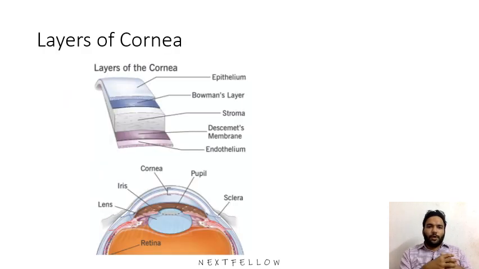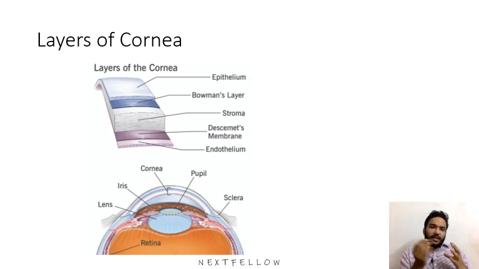Coming to the layers of cornea, from front to the back, it is divided into 5 layers conventionally. One is epithelium, Bowman's membrane, stroma, Descemet's membrane, endothelium. During my entrance exam preparation, there was a mnemonic A, B, C, D, E. That's just alphabets. So A stands for anterior epithelium, B stands for Bowman's layer, C stands for corneal stroma, D stands for Descemet's membrane, E stands for endothelium.